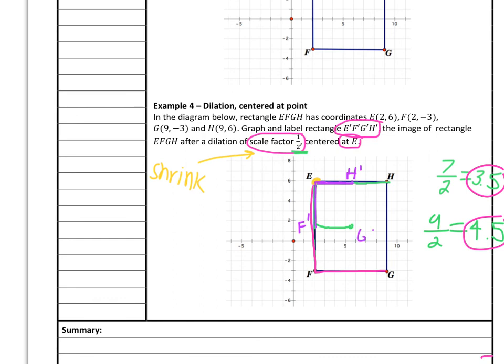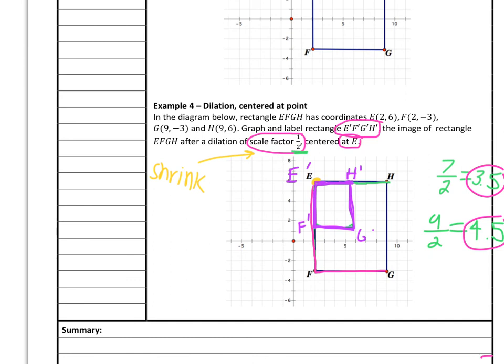So now if I connect those, I know I got a lot of overlapping colors here. Hopefully your line is straighter than mine. That's my new rectangle. Again, it was dilated by 1/2, so my picture should have shrunken, and it did. It's definitely smaller. And it's all centered around E, hence why E didn't change, and I could just go back and label this now as E prime.